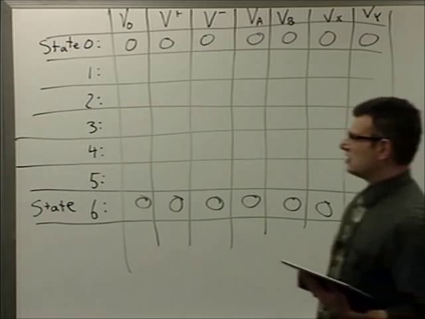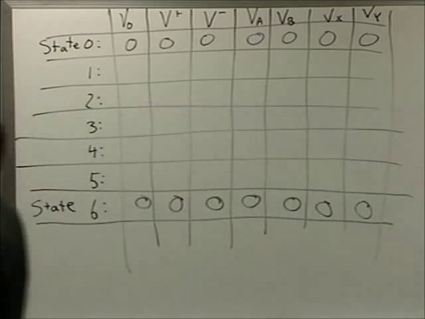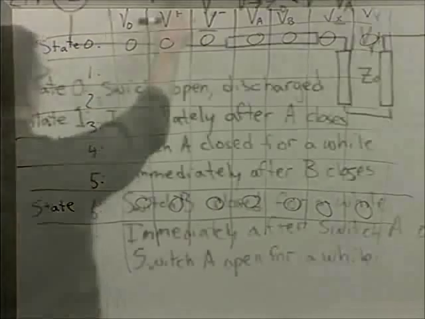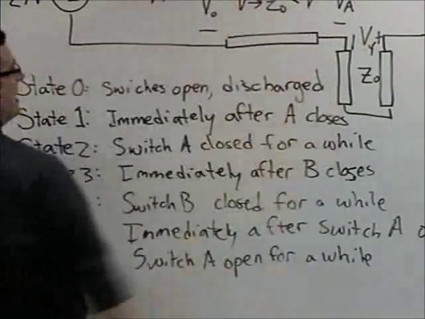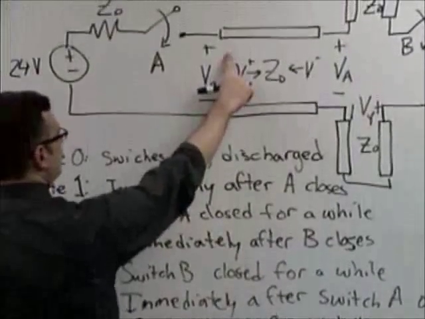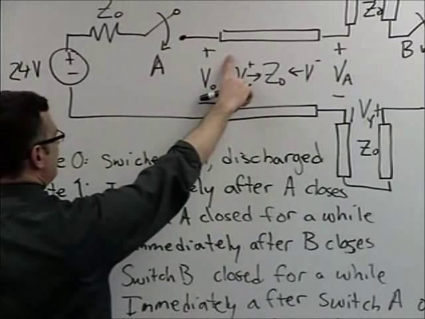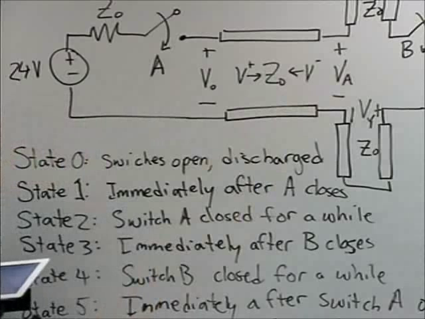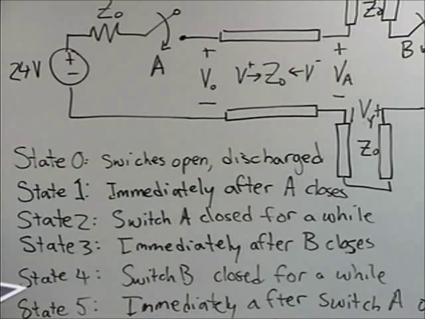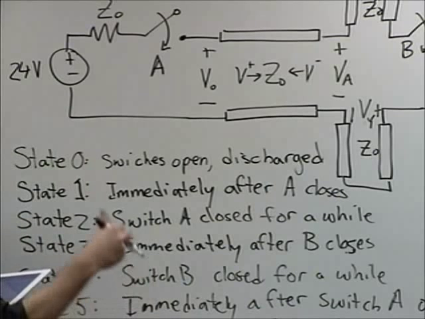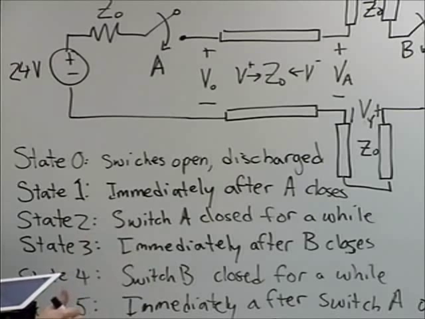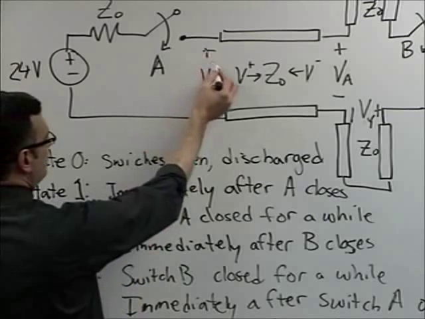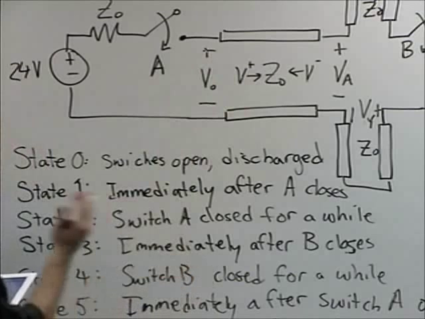Immediately after switch A closes, let's go back to this diagram and look at what happens. We have a dead line. Our first transmission line is going to be a Z-naught resistance here and a Z-naught resistance over in its other terminal. There aren't any sources yet because we haven't launched any waves. In fact, the only two things that are going to change from state 0 to state 1 are V naught and V plus, as measured at the front of the line.